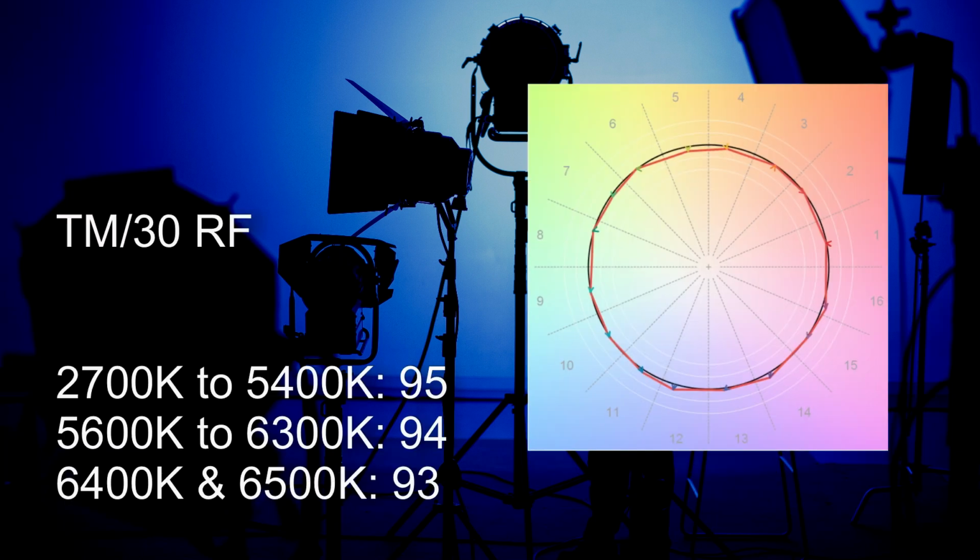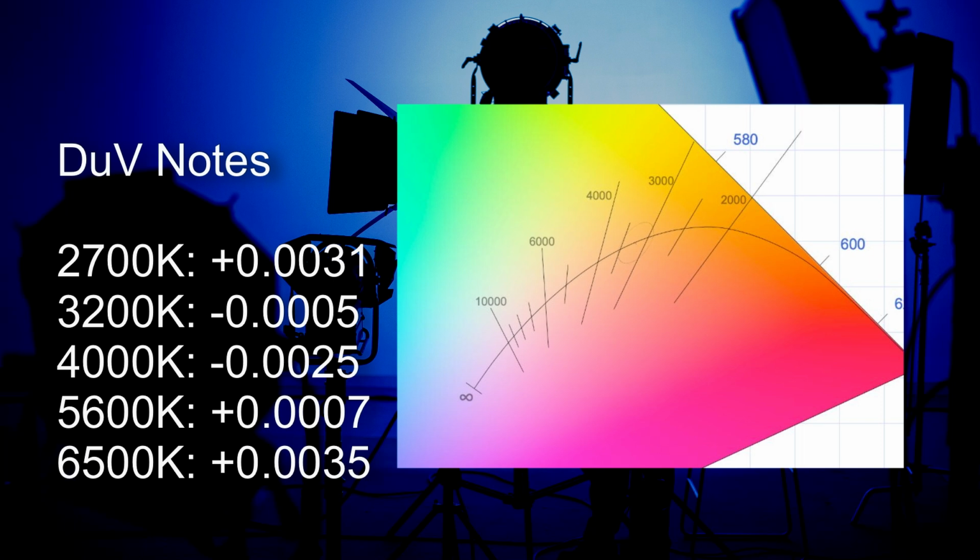Now let's take a look at our TM30 color vector scores. Between 2,700 Kelvin and 5,400 Kelvin, it scored 95. From 5,600 Kelvin to 6,300 Kelvin, it scored 94. 6,400 Kelvin and 6,500 Kelvin, it scored 93. Now let's take a look at our white points measured in delta UV.